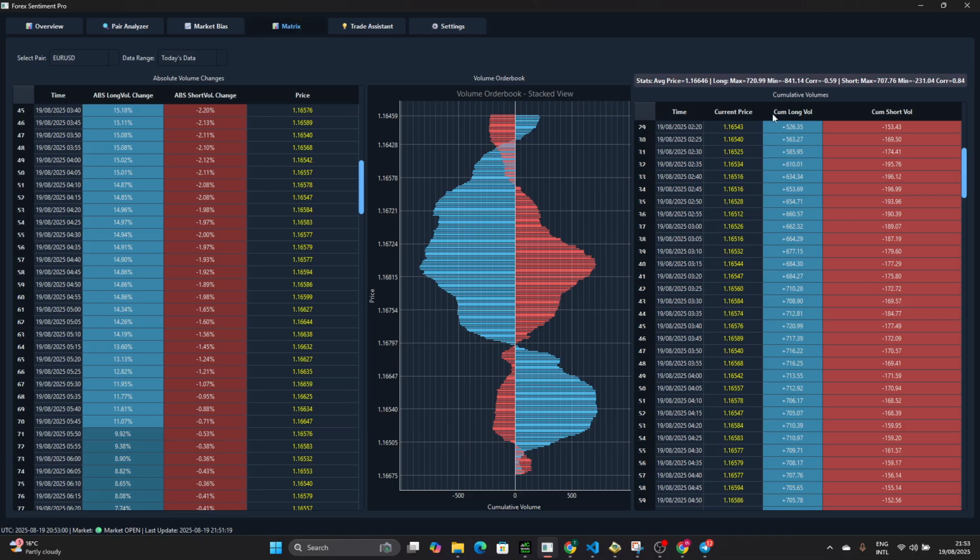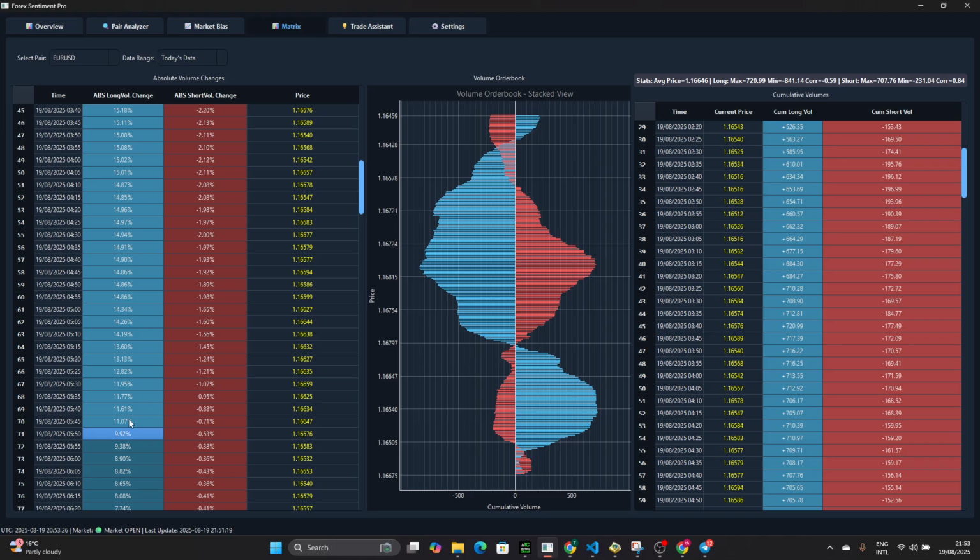Same goes for the cumulative long volumes. You need to see positive numbers and then negative on cumulative short volumes. Or if you're using the blue theme, I need to see blue on the long, red on the short, same on the other side as well.